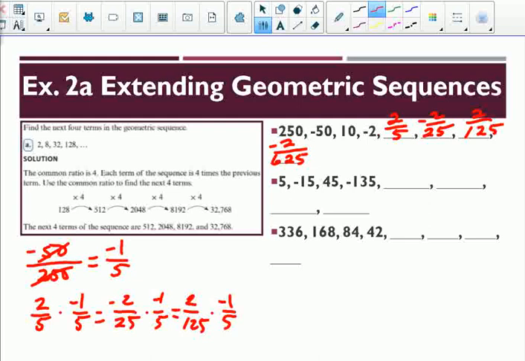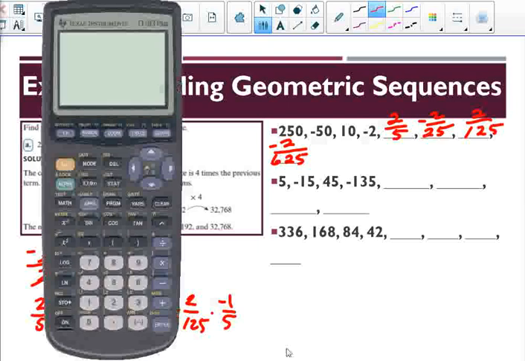That would complete the geometric sequence. The next example: 5, negative 15, 45, negative 135. If I take the first two terms, negative 15 divided by 5, that gives me a negative 3. So I'm going to be multiplying everything by a negative 3. To make this go a little bit quicker, we'll use our calculator here.